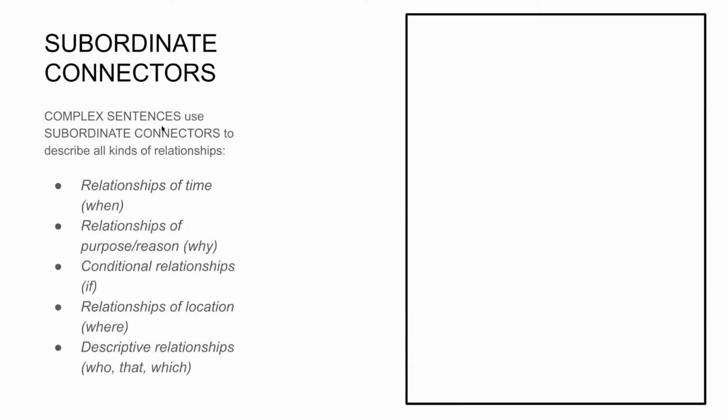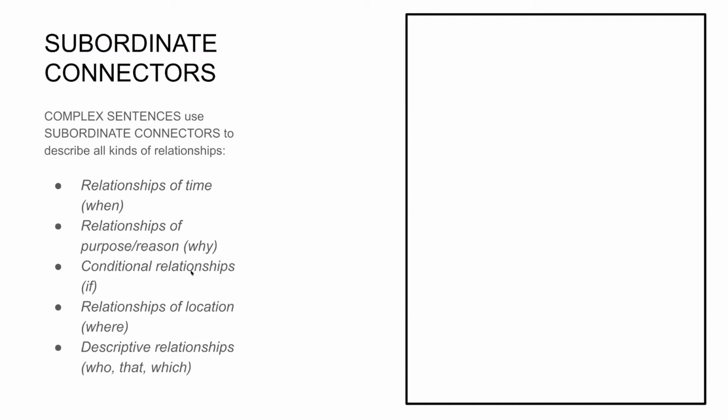Now, subordinating connectors really help tell us what kind of relationship we're describing in these kinds of sentences. So for example, if you look on the left side, look at the examples I have here. Complex sentences use these connectors to describe relationships of time. So for example, the words we learned last week, like before, after, and when, tell us when things happen. Do they happen before something, after something, at the moment? They can tell us relationships of purpose or reason. So again, they tell us why, because of this, or why they did this.